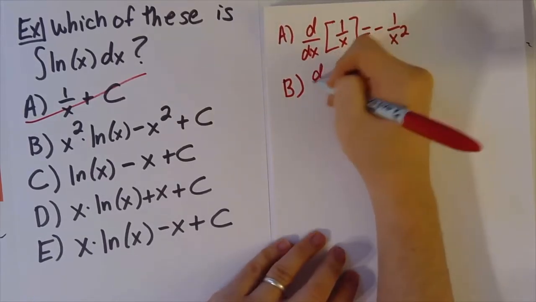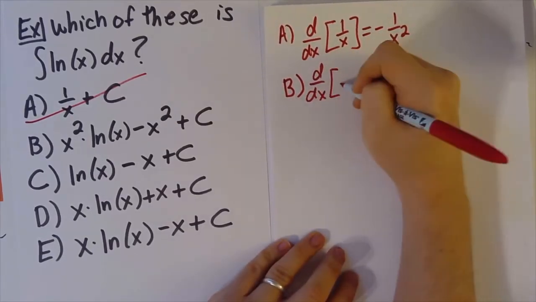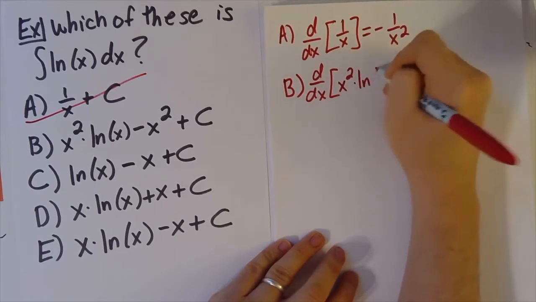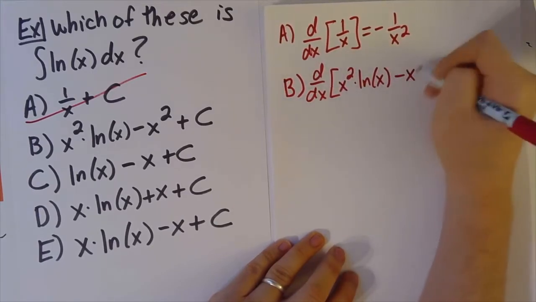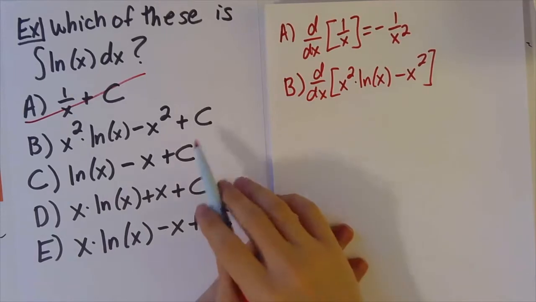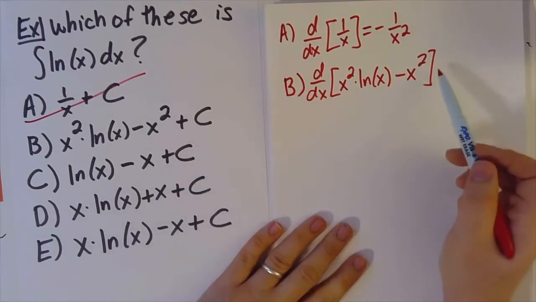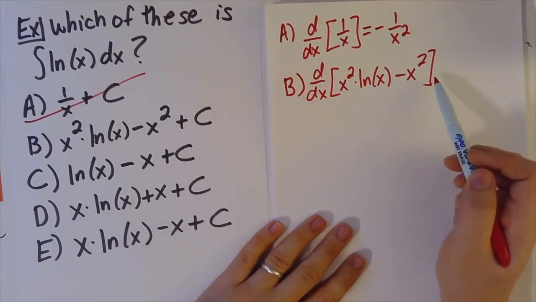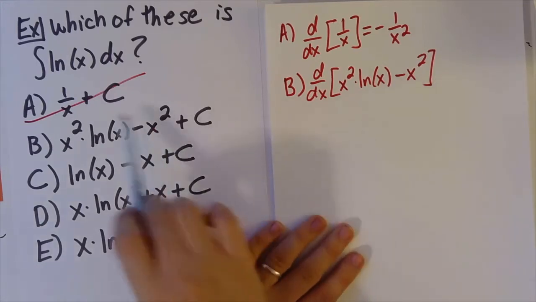So we go to take the derivative of x squared times natural log of x minus x squared. Note, I'm not even bothering to write the plus c over on this page because I know as soon as I take the derivative of the plus c, I'm going to get 0. So I'm only copying the stuff that's not the c.